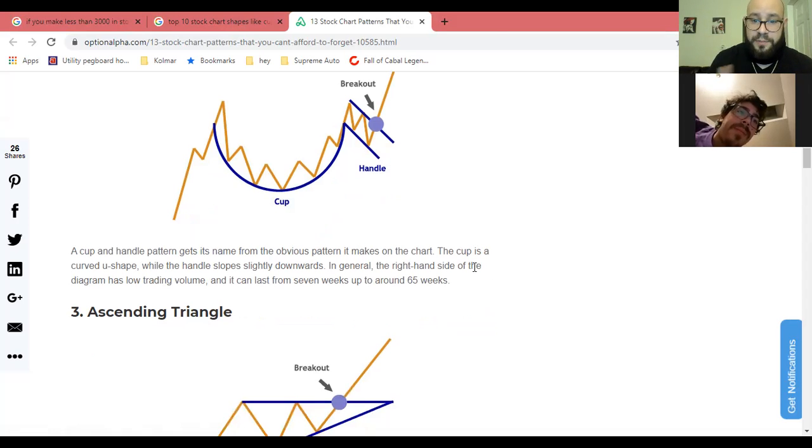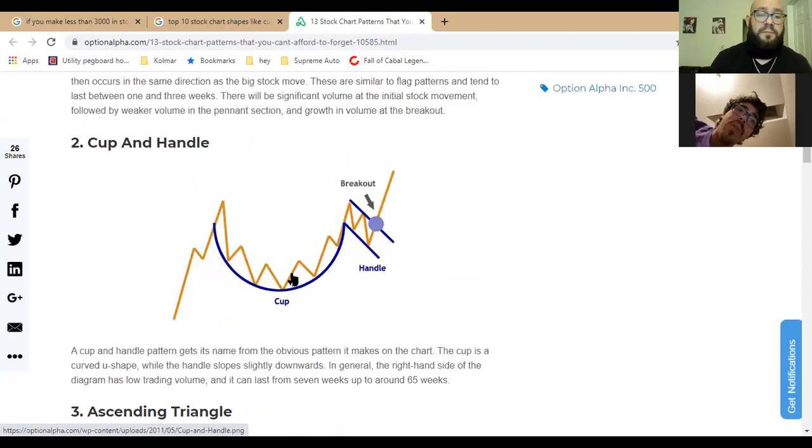But the cup is a curved U shape, while the handle slopes slightly downwards. In general, the right hand side of the diagram has a low trading volume, and it can last from 7 weeks up to around 65 weeks. So they're talking about maybe on a daily chart. That's the frequency.